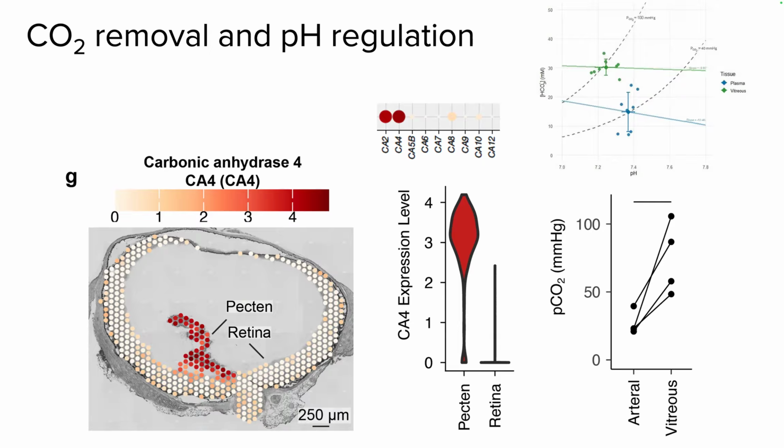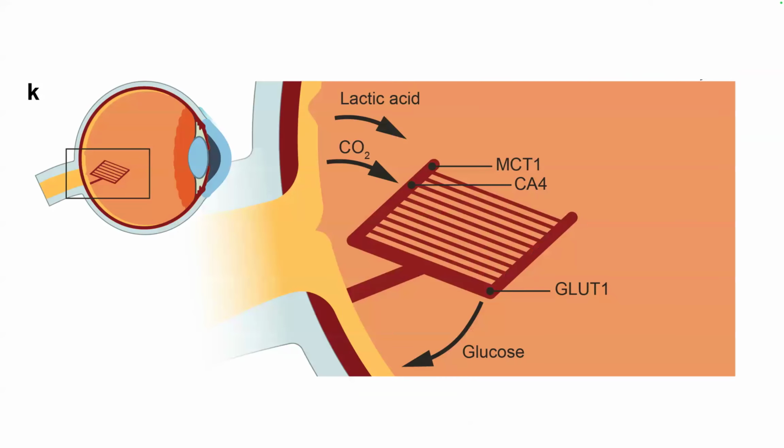So it shows that there's indeed a pH disturbance, but it's almost fully compensated within the vitreous of the eye. With this data, we can rewrite the function of the pecten from previously being thought of as an oxygen supplier to the retina. We can now show that it's an epithelium that modulates the composition of the vitreous. It supplies glucose to the glucose-hungry retinal neurons. It takes up CO2 and it takes up lactic acid.